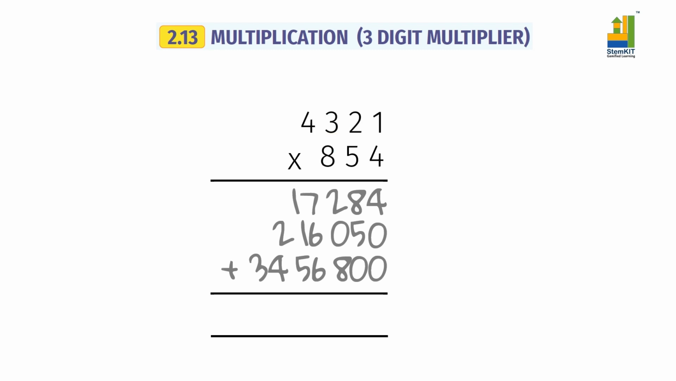Now, we add the 3 rows. The sum is the product. 36 lakhs 90,134.